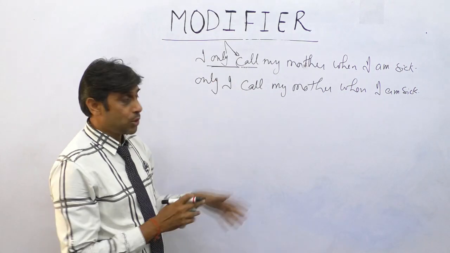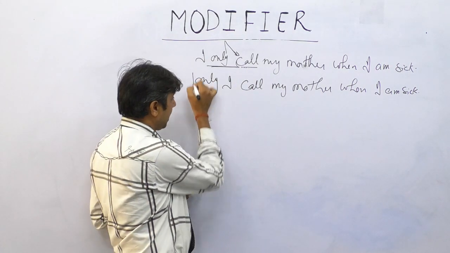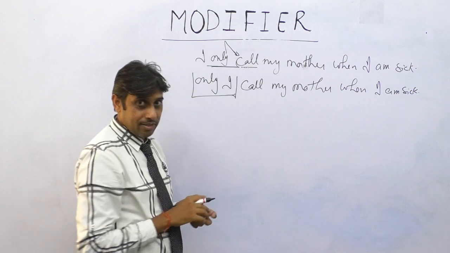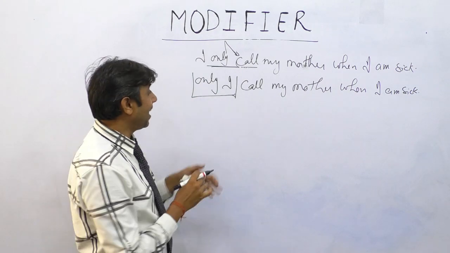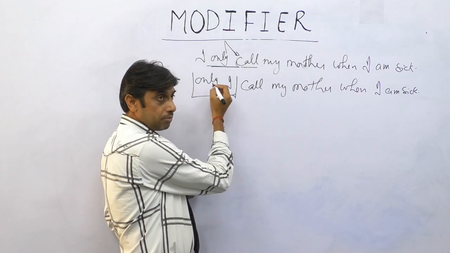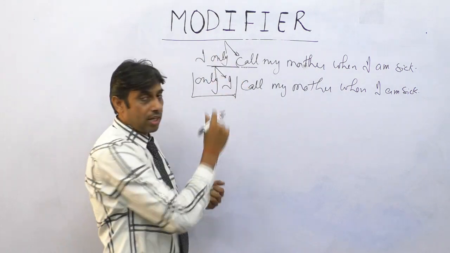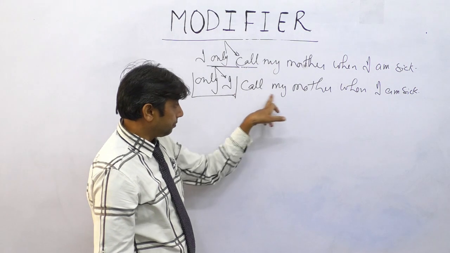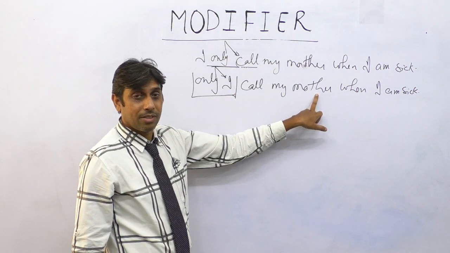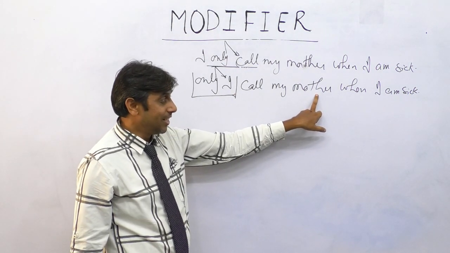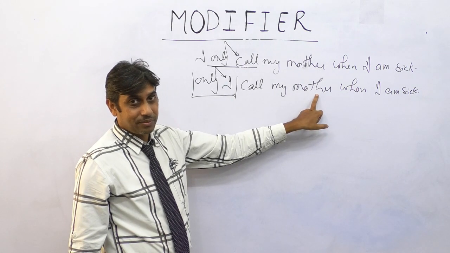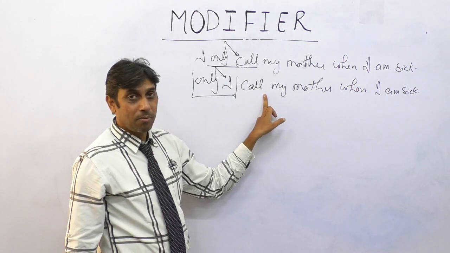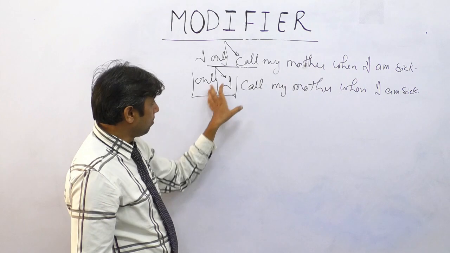But when I write the sentence this way, only I call my mother, this sentence says that this word only modifies this pronoun I. It's only I, nobody else calls his or her mother whenever he or she is sick. So it's only I call my mother whenever I am sick. So the meaning is changed.